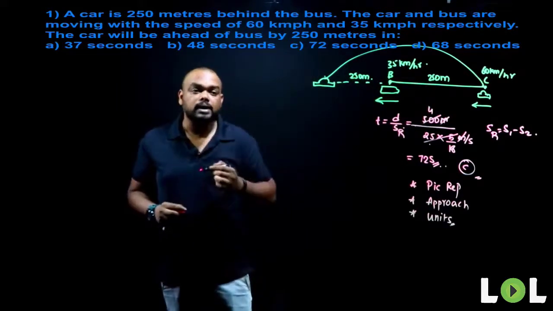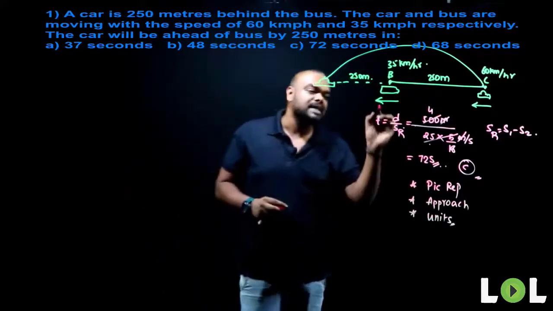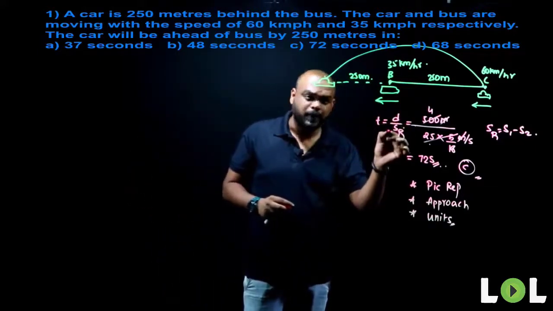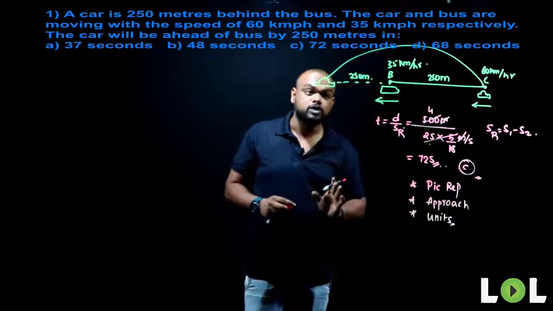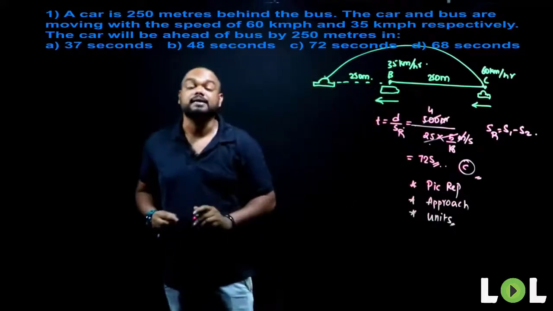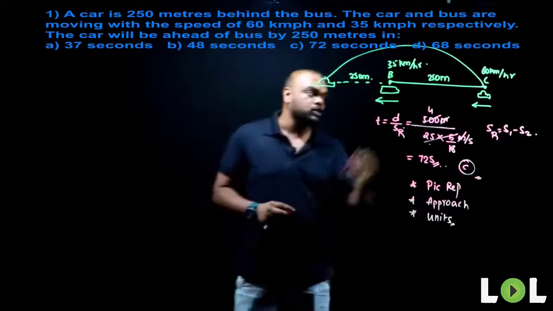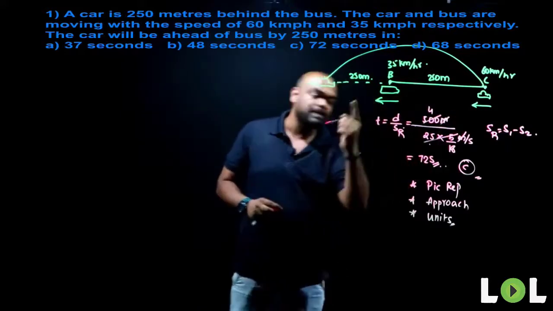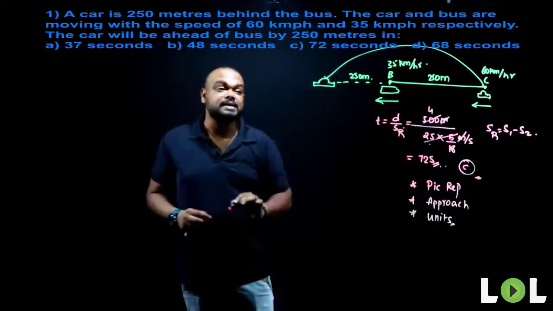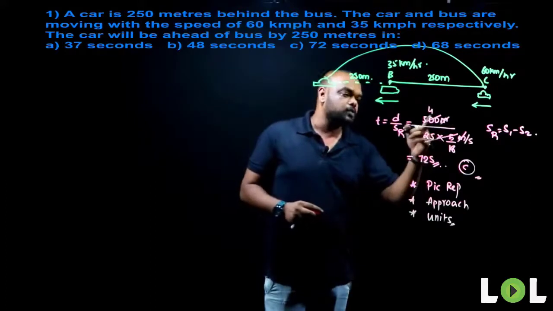Approach means where do I start the problem from? So what do I want here? I want a time, so we'll start with the time formula. Time is distance by speed. The distance between them is 500 meters. Speed: two objects are there, so it means relative speed. Same direction or opposite direction? Same direction means difference of the speeds. Relative speed is the difference of the speeds.